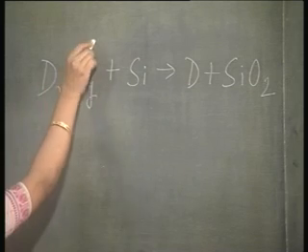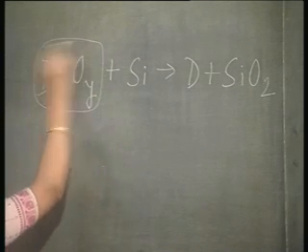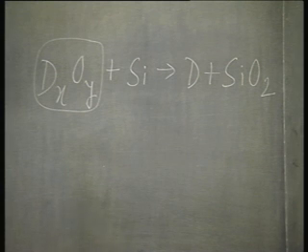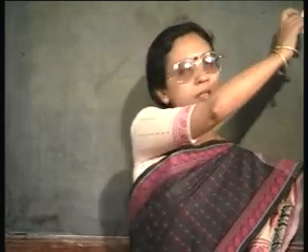Now, this DxOy can be used just as it is, like for example, you can use B2O3 or P2O5, or more generally what is done is you take some other compound of the dopant and make it react with oxygen in situ, so that this is formed, and then from this the dopant is incorporated into the silicon.